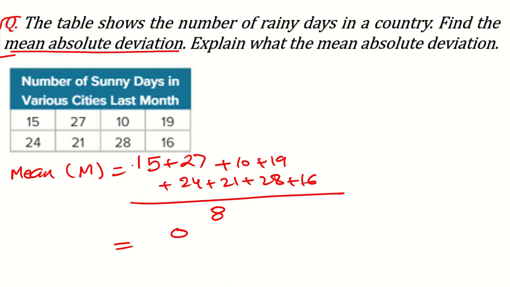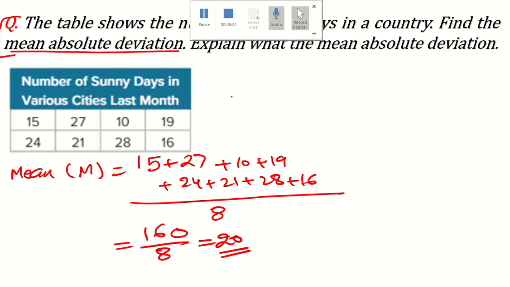4 carry forward, 4, 15, 5, 27, 7, 18, 8, 19, 9 to 11, 11 to 13, 13 to 15, 15 and 1, 16, divided by 8. So it will be equal to 20. This is the value of the mean. Now what will you do after this? After finding the mean, we will subtract this mean value from every value.